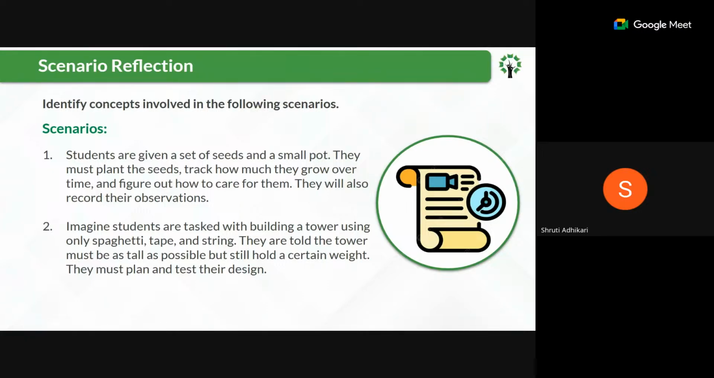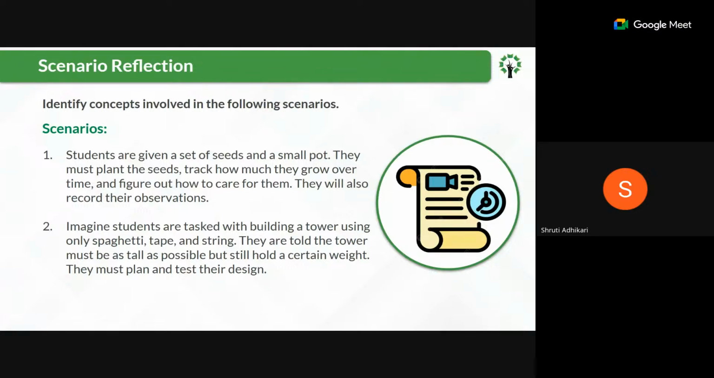So this is the scenario, like you have to imagine students are tasked with building a tower. Using spaghetti, tape, and string, they are building a tower. Or using a newspaper, they have to build a tower. They are told the tower must be as tall as possible, but still hold a certain weight. So they have to plan. First, the planning part is there, right? They have to plan and they have to test their design.